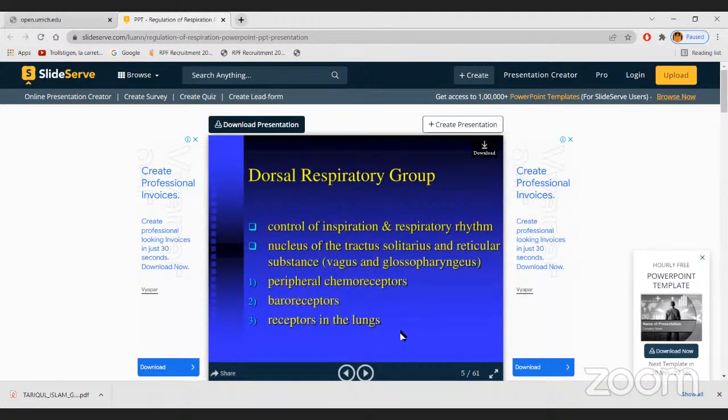Next one, the dorsal respiratory group. The dorsal respiratory group controls respiration and respiratory rhythm. It involves the nucleus of the tractus solitarius, with the vagus and glossopharyngeal nerves, the peripheral chemoreceptors, baroreceptors and receptors in the lungs.